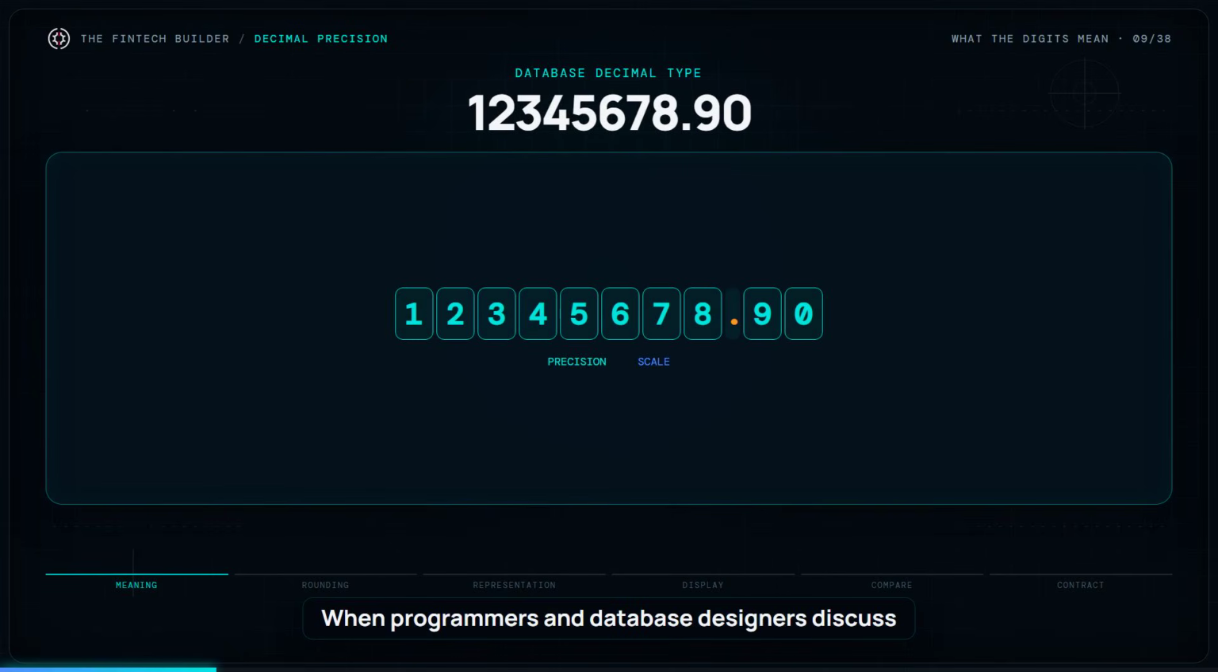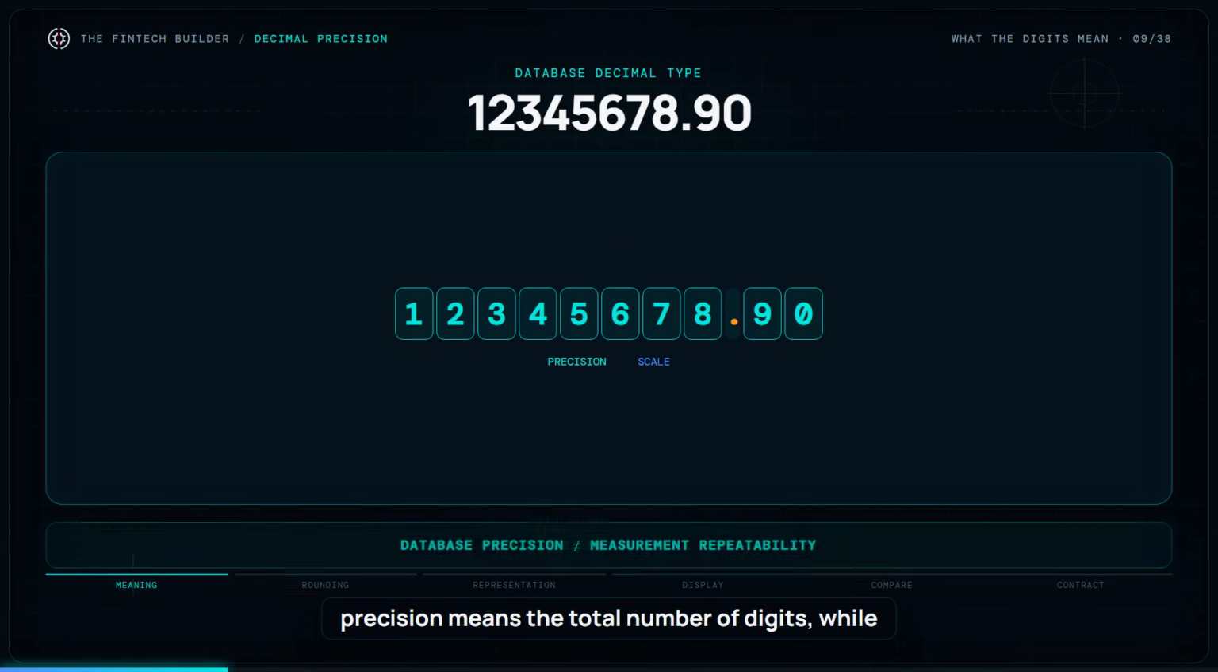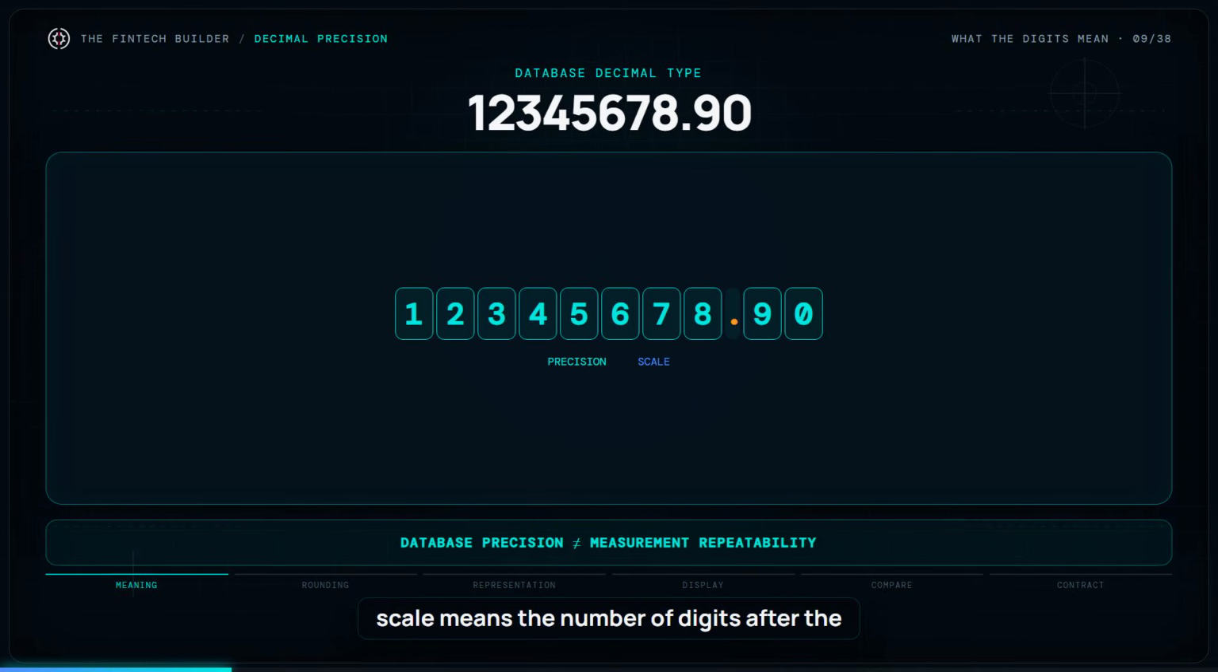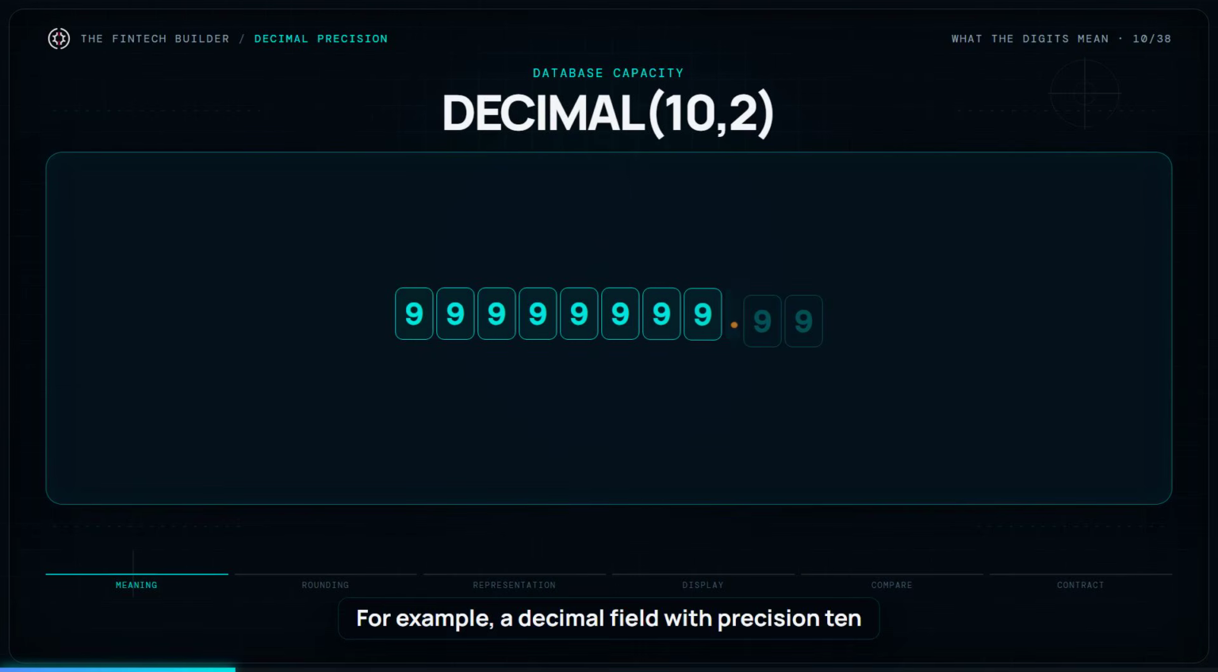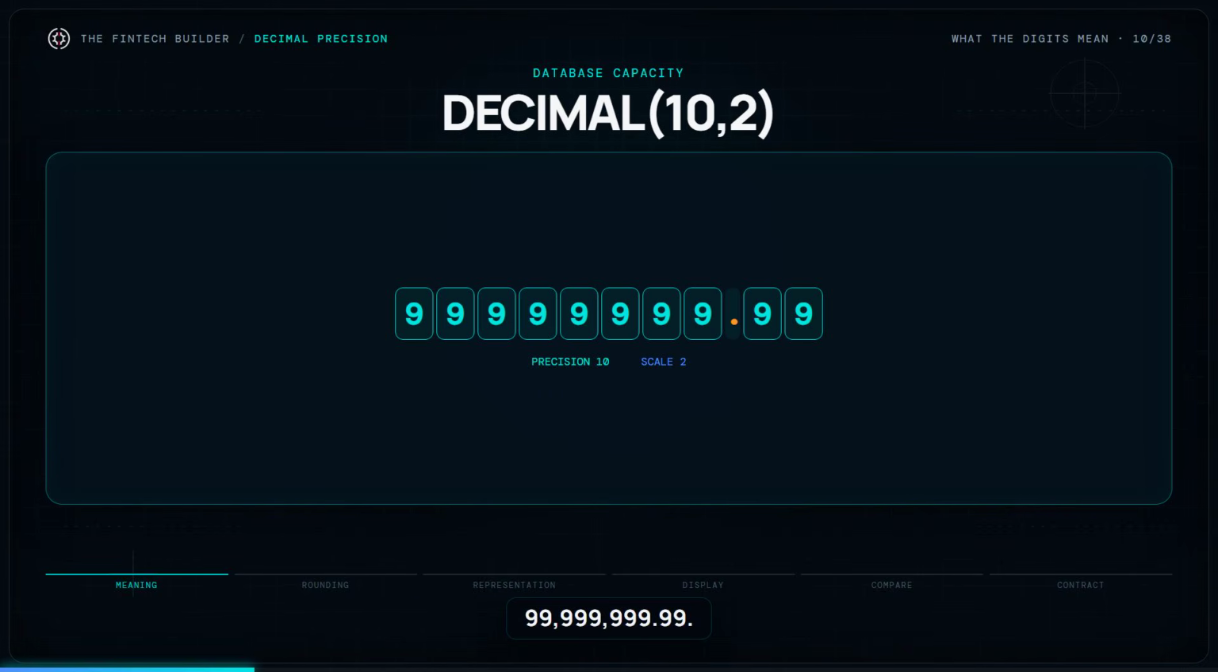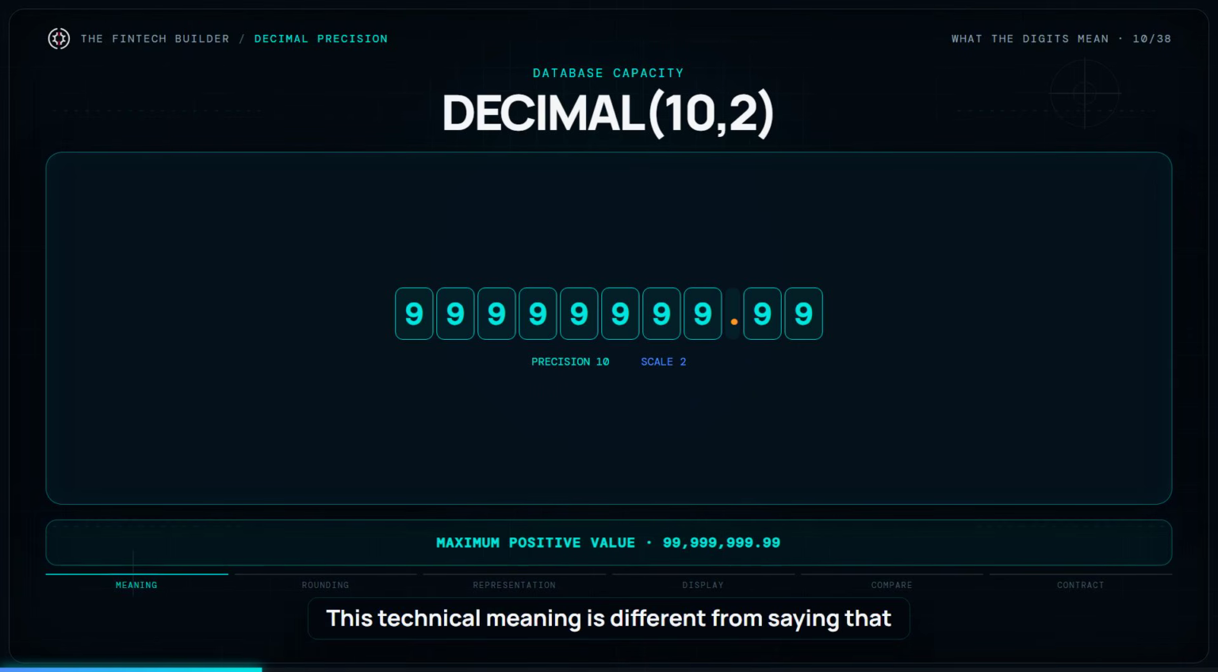When programmers and database designers discuss decimal precision, they may use the word differently. In many decimal database types, precision means the total number of digits, while scale means the number of digits after the decimal point. For example, a decimal field with precision 10 and scale 2 can store 10 digits in total, with 2 digits after the decimal point. That leaves 8 digits before the decimal point. Its largest positive value is therefore 99,999,999.99. This technical meaning is different from saying that a measurement is precise. Context matters whenever you hear the word precision.